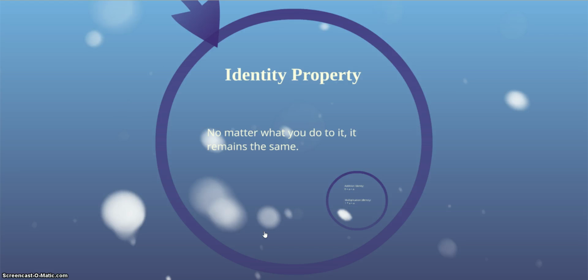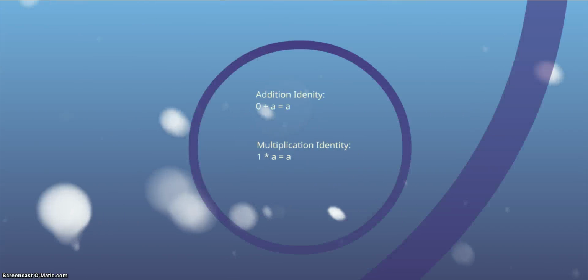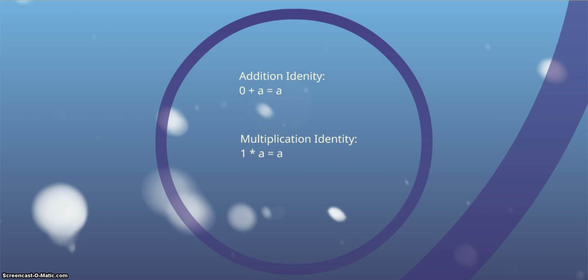The next property is the identity property. No matter what you do to it, it remains the same. So what this means is for addition, we have 0 + a = a, and for multiplication, we have 1 times a = a.